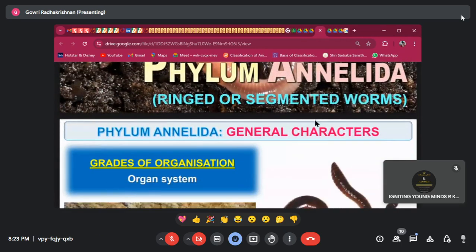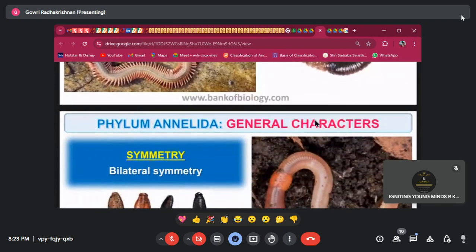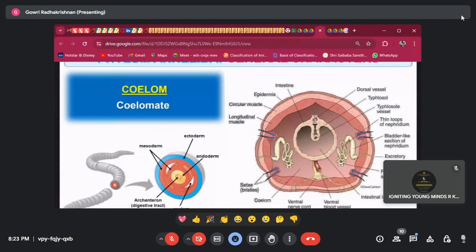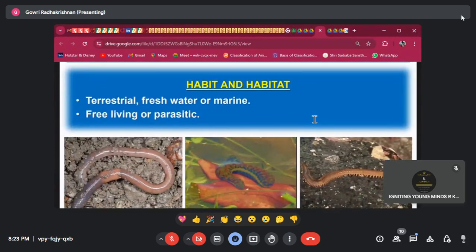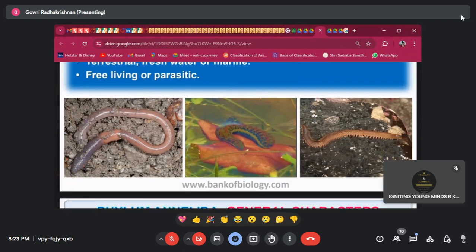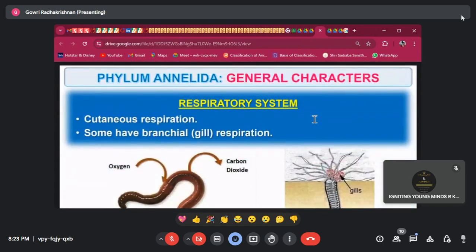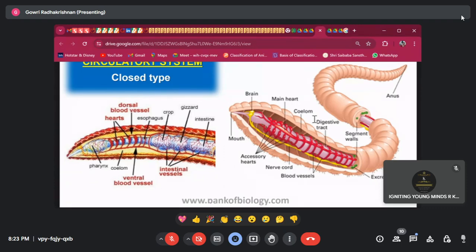Now, Annelida, ringed or segmented worms. Grade of organization organ system, and then symmetry is bilateral, germinal layer is triploblastic, coelom is coelomate, and habitat is terrestrial, freshwater or marine, free living or parasite. Digestive system is complete, and respiratory system is cutaneous respiration. Some have branchial gill respiration. Circulatory system is closed type. They have blood vessels, heart, everything.